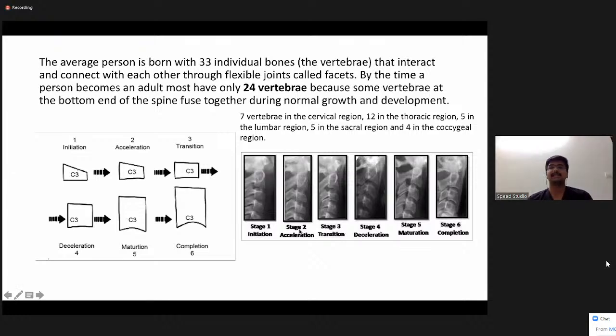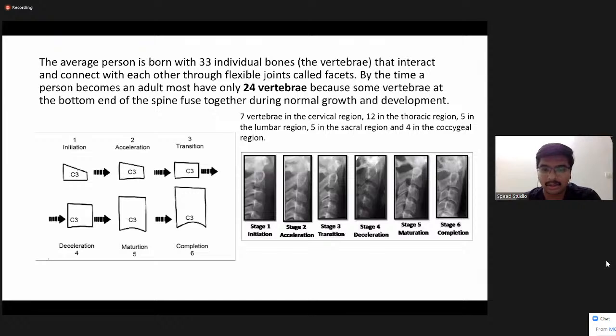What are the various stages that can be observed while the patient is growing, which can be stated as initiation, acceleration, transition, deceleration, maturation, and completion. In order to easily remember this, PGs used to remember it as I AT DMC, which will be an easy way to remember things.